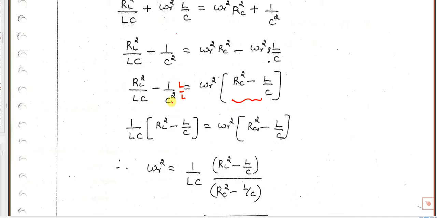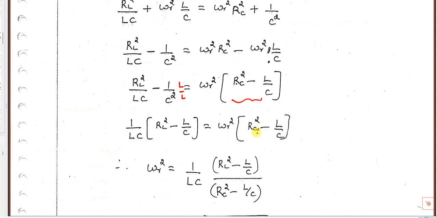And if you take LC common in the denominator, we are left with C here and here L. So see that this RC squared minus L by C, this also RL squared minus L by C, the same type you should get here also. So after that, omega r square is equal to this entire thing divided by this entire thing.